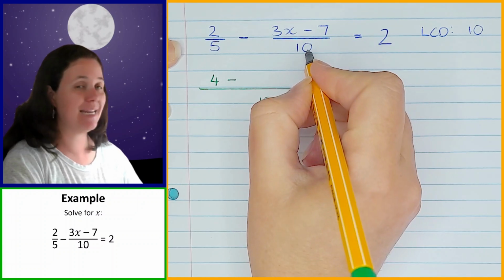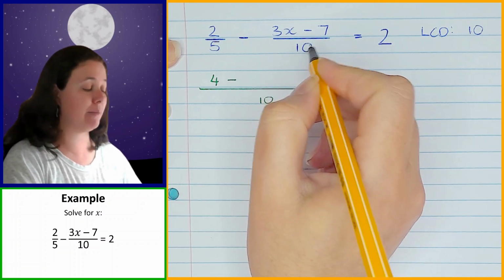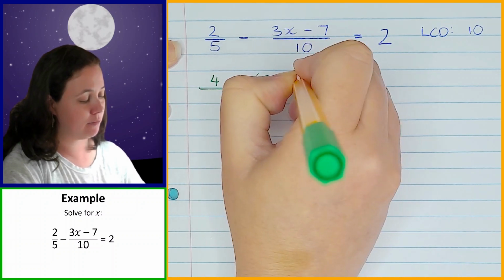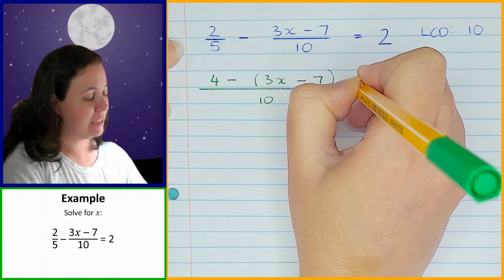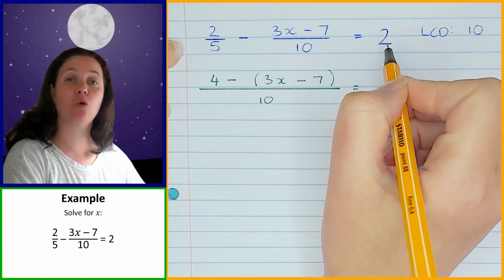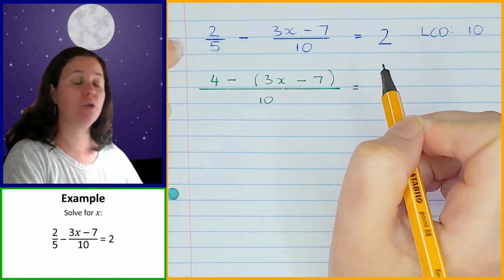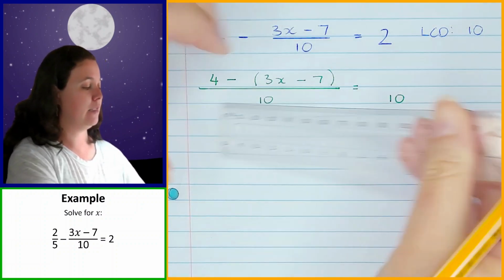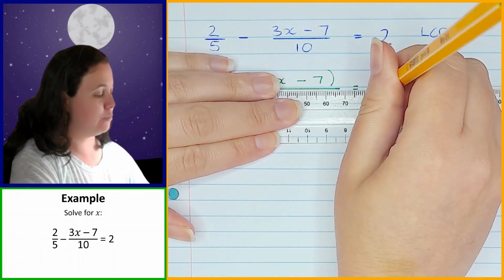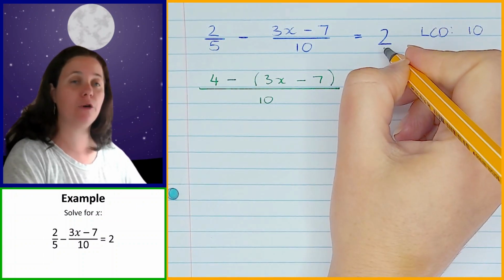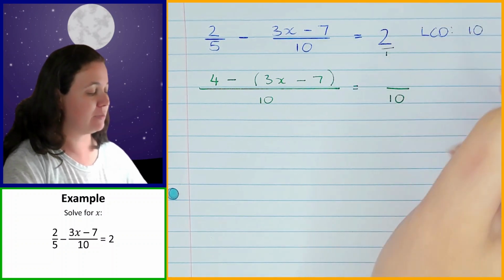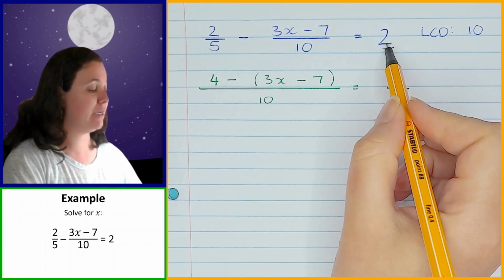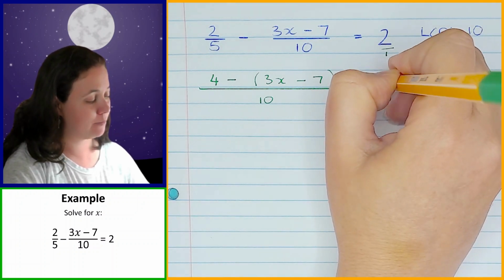Over here, the 10 is already the same as the denominator, so I don't need to multiply by anything, but I do need to put that 3x minus 7 in brackets. And that is equal to the other side, which I also need to turn into a fraction with 10 as the denominator. So it's also going to be over 10. And when I put this over 10, remember at the moment before I put it over 10, it was actually over an invisible 1. So we need to multiply that 1 by 10 to get 10. So I multiply the top by 10, and that gives me 20.